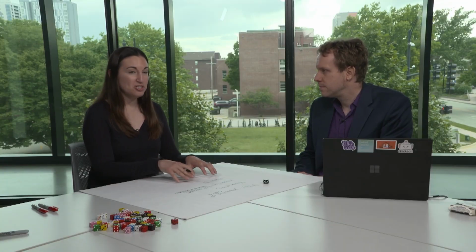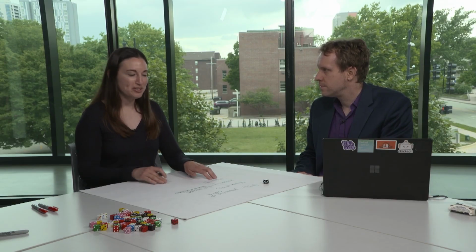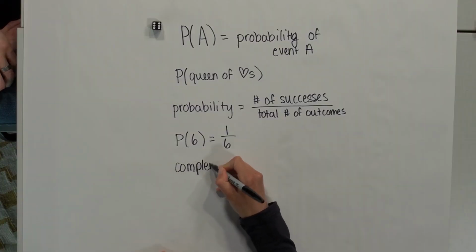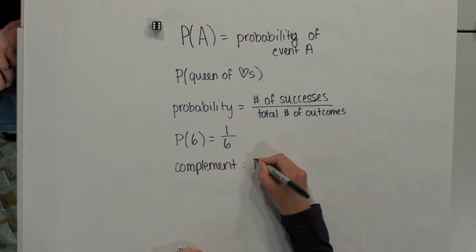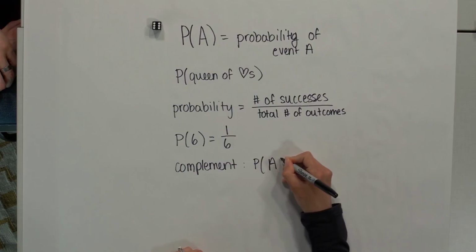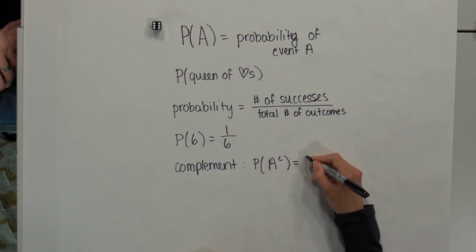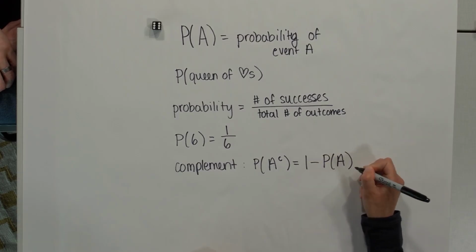Another thing that's really important when it comes to probability that's going to come into play a lot with our rules is sometimes we don't want to know the probability of an event, but we actually want to know the probability that the event doesn't happen, and that's called the complement. So the complement of event A is written as the probability of A, and then I usually put a little c there to represent that it's the complement of A, and this is just 1 or 100% minus the probability of A.